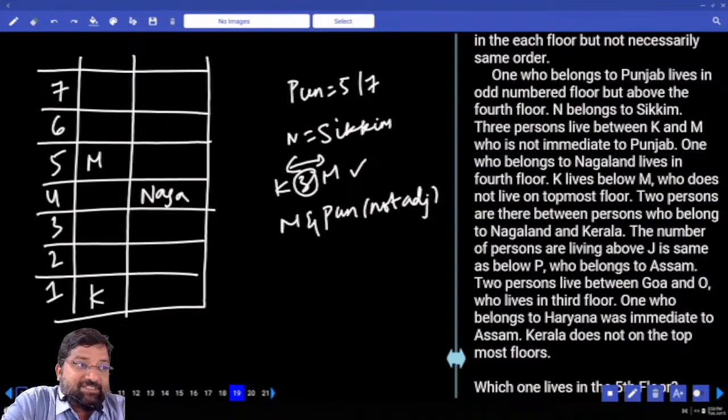He said M and Punjab are not adjacent. But did he say that M is not equal to Punjab? No. M can be Punjab. And still M can stay in the 5th floor or M can stay in the 7th floor.